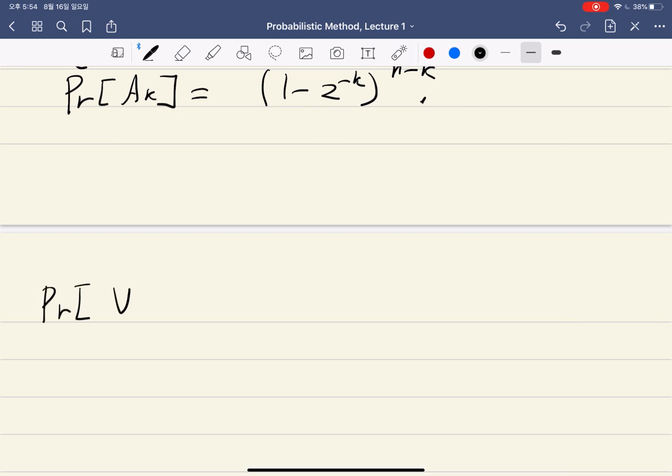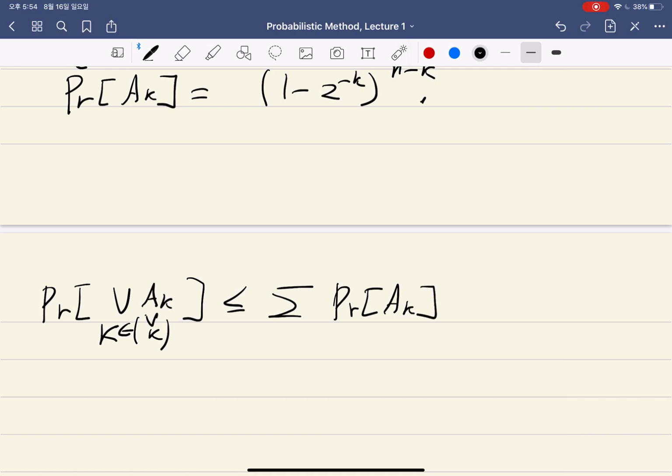Then what's the probability that at least one of the bad events happens? There is at least one set of size k which is not beaten by a single vertex. Again, by using the union bound.